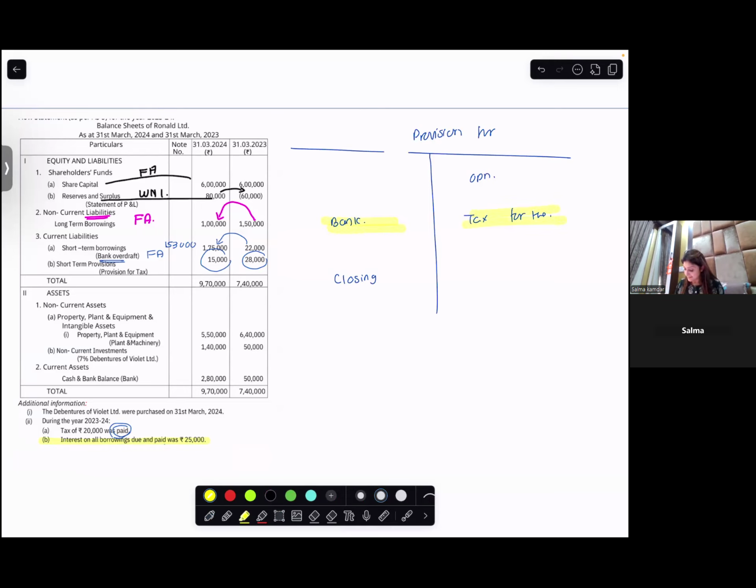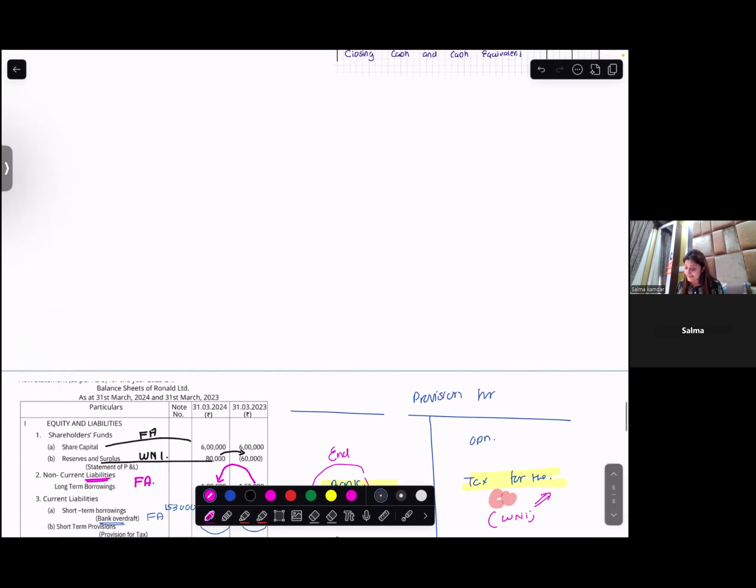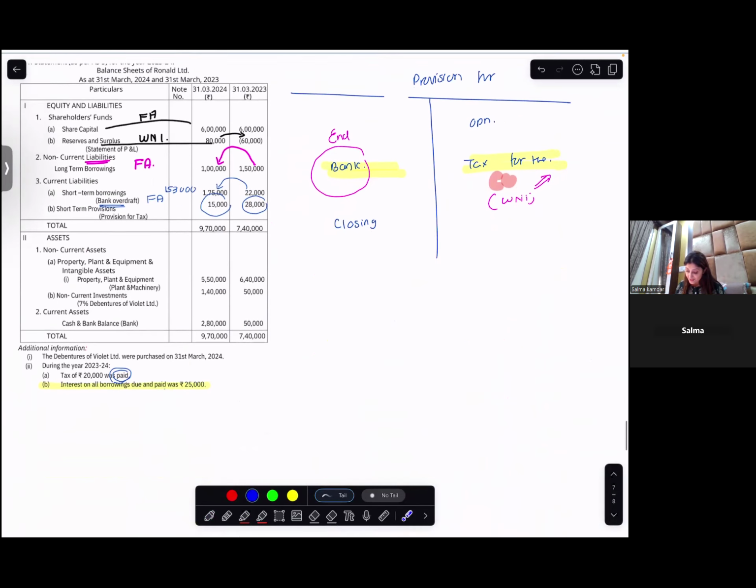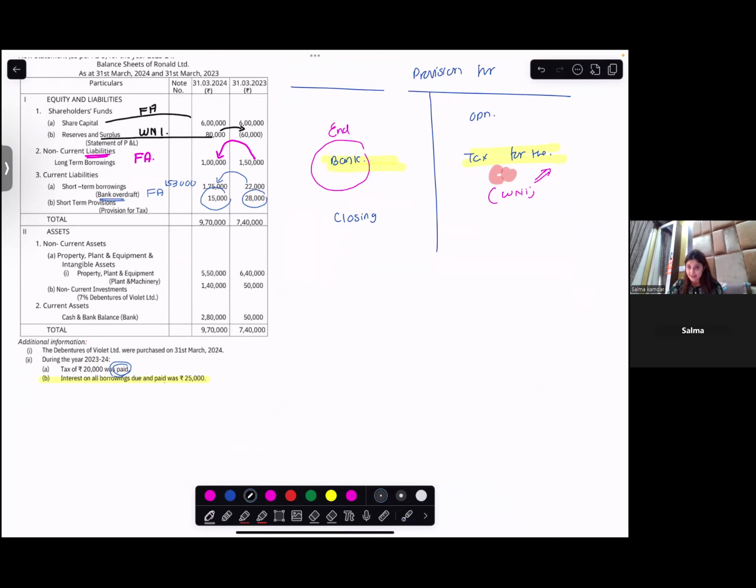There are two things that you always record from your provision for taxation account. This is the bank and this. This would go in your working note number one, as we've already discussed. This amount would be added to get your net profit before tax and extraordinary items, which is your starting point for your statement of cash flow. And tax paid comes at the end. When you have your cash generated from operations, from that you will subtract your tax paid to get cash flow used in operations.